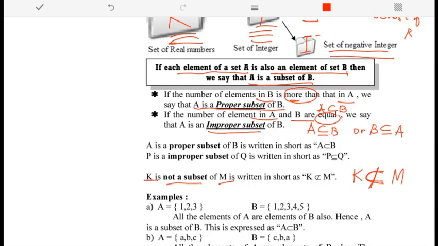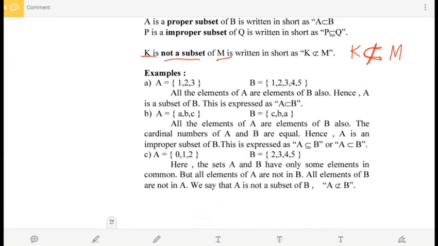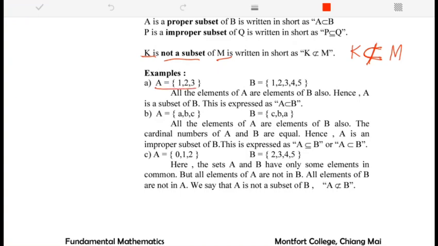Okay? Now let's have the examples here. So three examples. Okay, example letter A. If your A is the set of 1, 2, and 3, and your B is the set of 1, 2, 3, 4, and 5, what can you say? Your set A is within your B, because the elements of your A are in common with the elements of your B. Therefore, we can simply say that your A is a subset of B, but only a proper subset, because the elements of your B are more than the elements in your A.